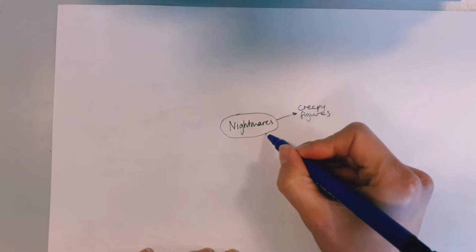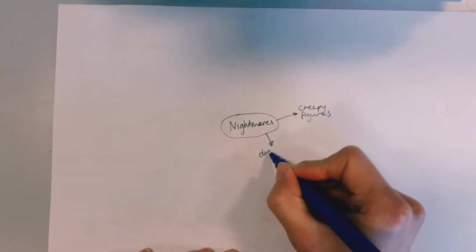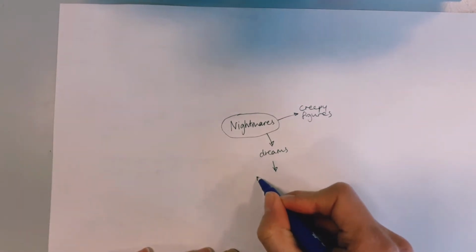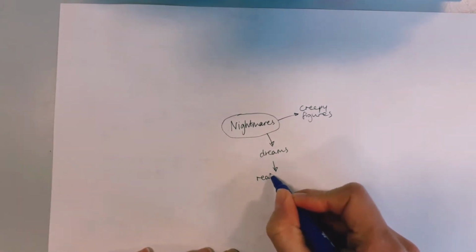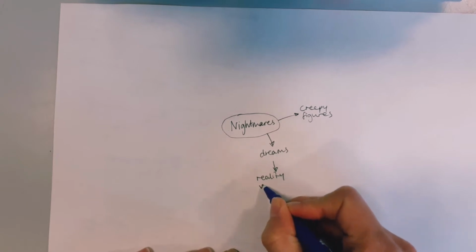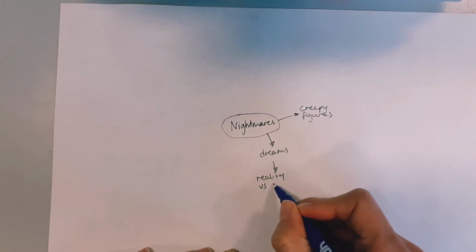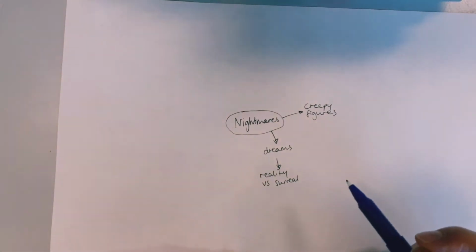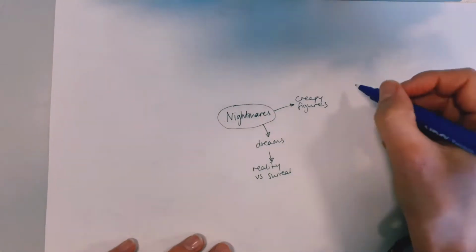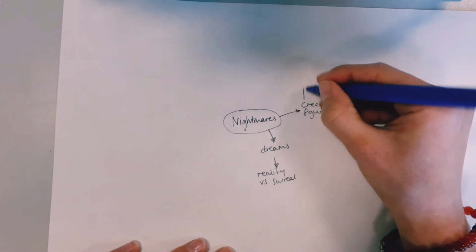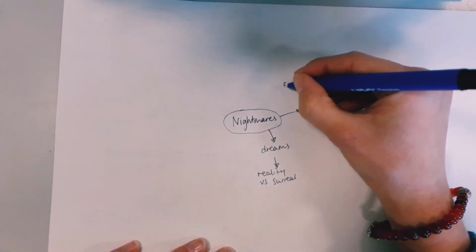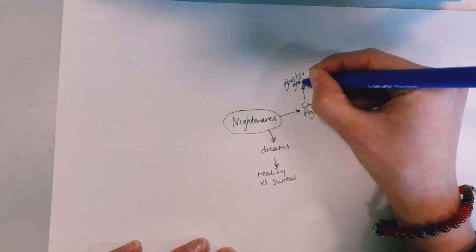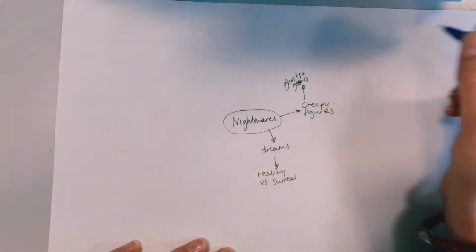So that's just one area of nightmares. You might also have nightmares and think of dreams. And you might talk about, from that you might have reality versus surreal. Surreal is kind of what appears to be real but isn't. Creepy figures. So this, you could have, I don't know, things like ghosts and ghouls. Can't remember how to spell that now. Ghouls.